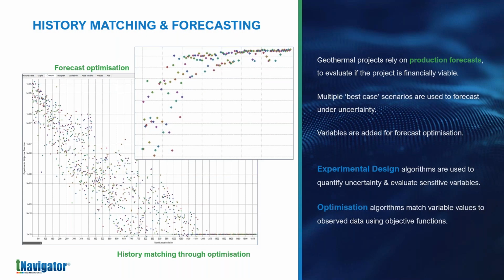Now, why are these important? Like conventional hydrocarbon projects, geothermal projects rely on production forecasts to evaluate if the project is financially viable or not, as well as to understand the reservoir characteristics. Now, multiple scenarios mitigate this risk a lot more, which is where experimental design and optimization algorithms with objective functions come in. Development strategies are defined within forecasting, and the incremental is then calculated between each scenario in order to get your ultimately best case and plan to go forward with.